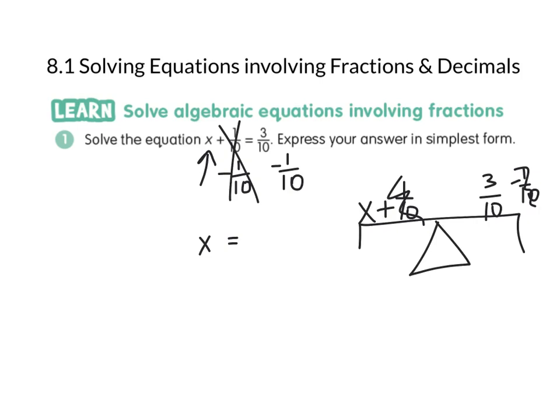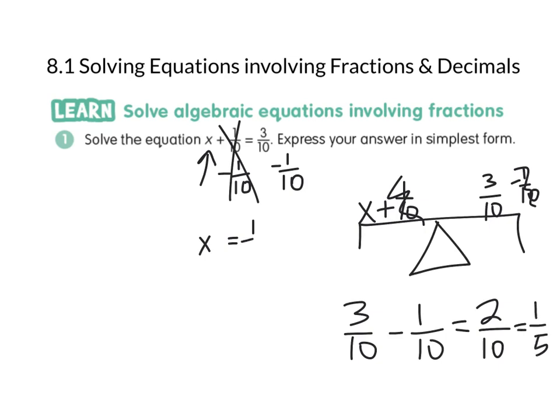How do we take away 3/10 minus 1/10? Remember, to add and subtract with fractions, the denominators have to be the same, and then for the numerators, you just add them or subtract them. Since the denominator is already the same here, we can just do 3 minus 1, which gives us 2 over 10, and we can simplify that to 1/5. So in this problem, x is going to equal 1/5.